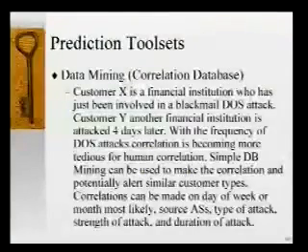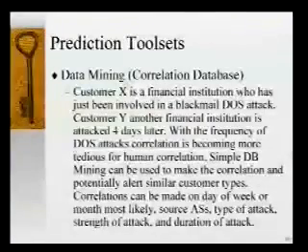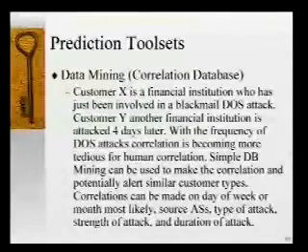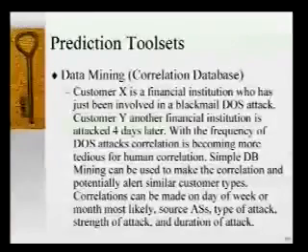So data mining. With this correlation database, a good example of things that you can do with data mining: customer X is a financial institution. He's just gotten DoS attacked, some blackmail scheme. Customer Y, another financial institution, is attacked 4 days later. So once you start populating this database, you start to find some interesting things, like the biggest day of the week that financial institutions get attacked is Wednesday. Things like that. So it does lead to some predictive nature.